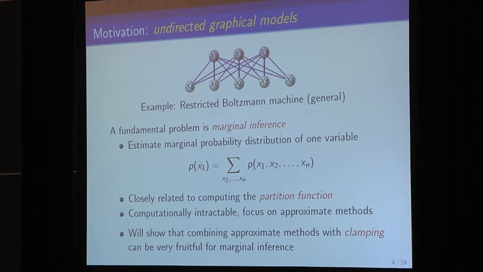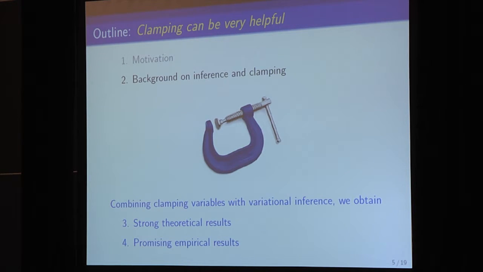And for all of these models, the fundamental problem is marginal inference. So that's the problem of estimating the marginal probability distribution of just one variable, where you see we have to sum out or marginalize over all states of the other variables. It's closely related to computing the partition function, which we'll define in a minute. And these problems are computationally intractable, so there's a lot of focus on approximate methods. In this talk, we'll show that combining the method of approximating these things with clamping variables can be very fruitful for marginal inference.